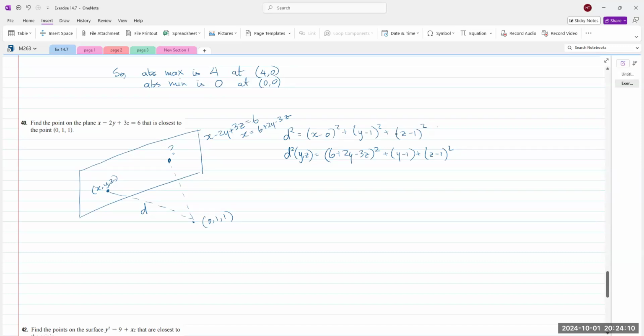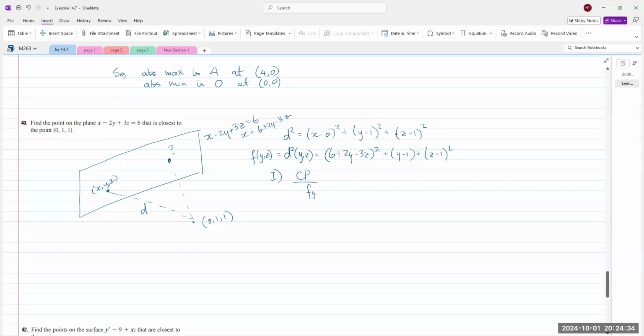That's the distance squared function. Let's call that our f(y, z). Now we want to minimize this, because if the function is minimized, which means the distance squared is minimized, the d will get minimized too, right? Okay, so first we find the critical points.